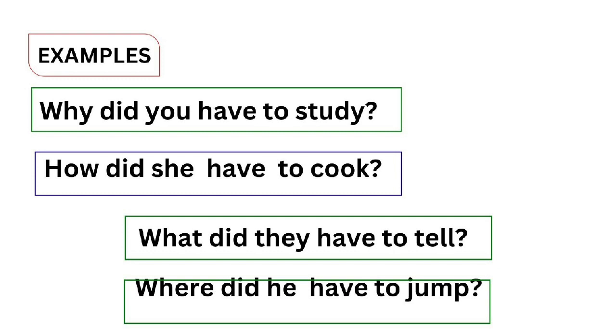We are asking, उसको खाना कैसे बनाना पड़ा. What did they have to tell, उसे क्या करना पड़ा. And where did he have to jump, उसे कहाँ से कूदना पड़ा. Why means क्यों, how means कैसे, what means क्या, and where means कहाँ. So: what did you have to study, how did she have to cook, what did they have to tell, and where did he have to jump, कहाँ से कूदना पड़ा, क्या करना पड़ा.